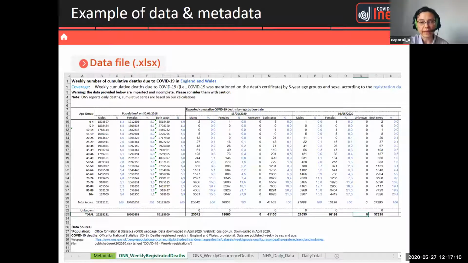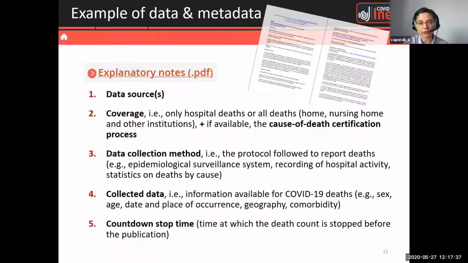The data is provided in Excel spreadsheets, such as this one. In this case, for England and Wales, we provide data by sex and 5-year age groups. We also provide the population structure by age and sex. So there is a sheet for each data source and a metadata sheet to provide key information on the data.